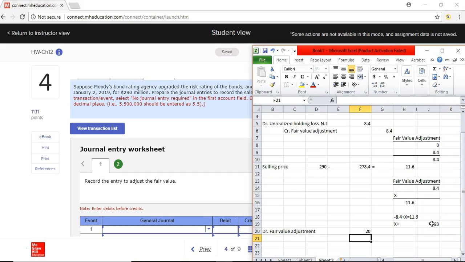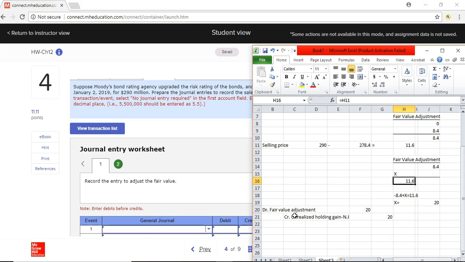So this $20 million, we debit fair value adjustment by 20 million and credit unrealized holding gain on the income statement, net income, by $20 million. After I change the fair value adjustment to $11.6 million, we can make the journal entry of selling the investment.